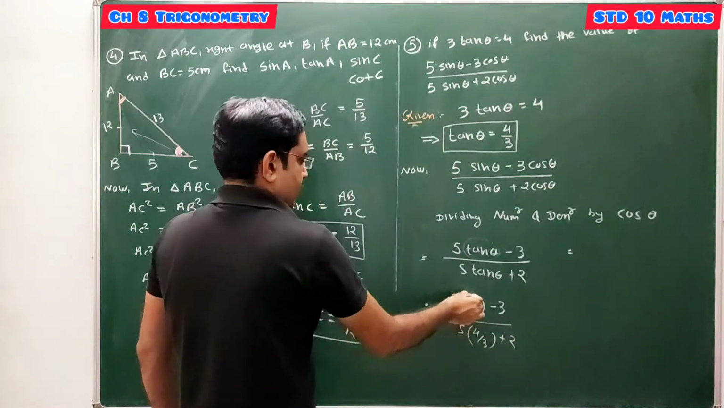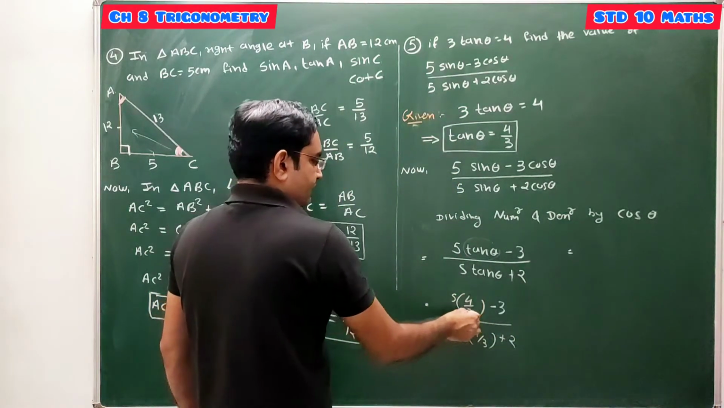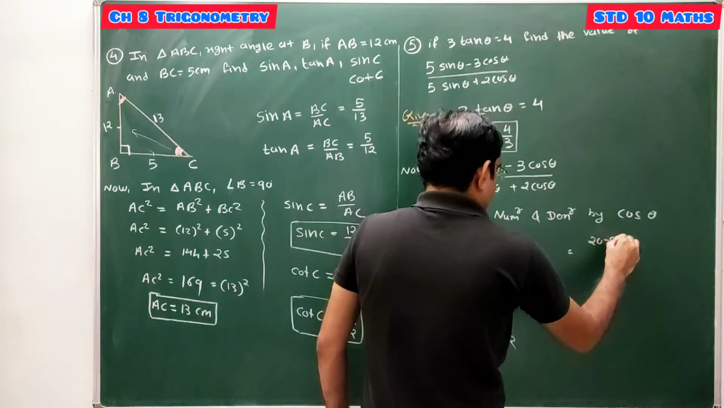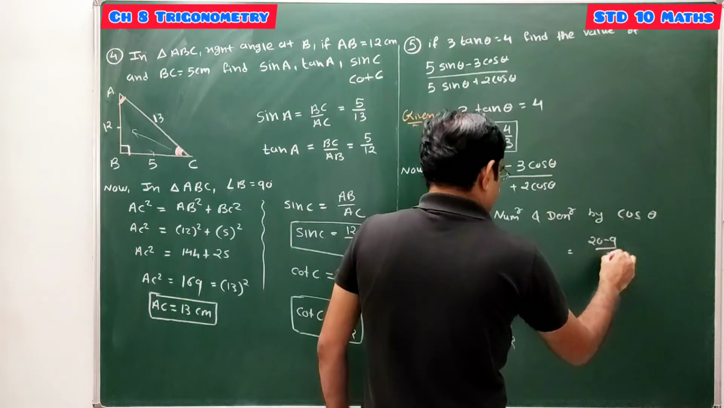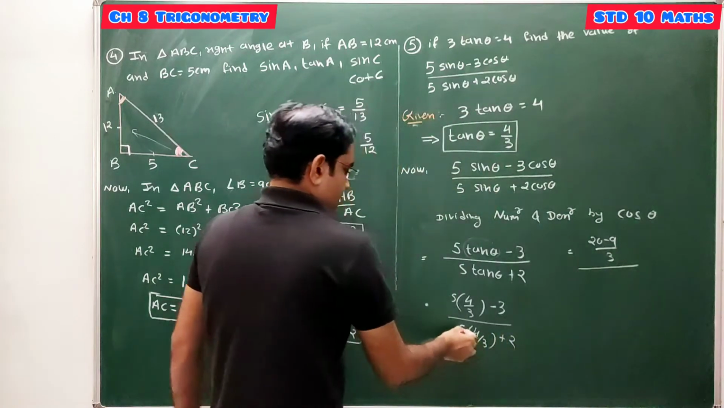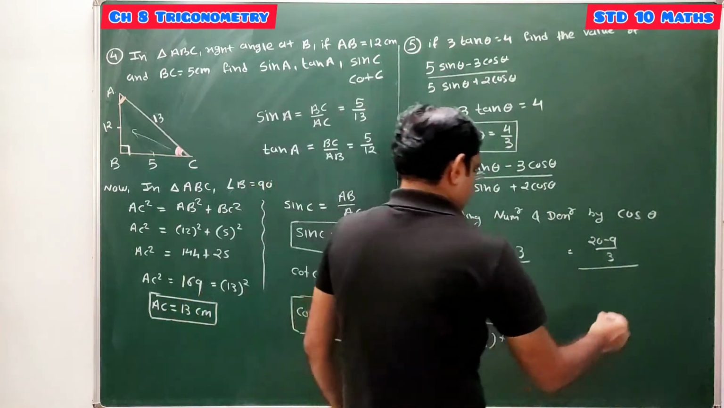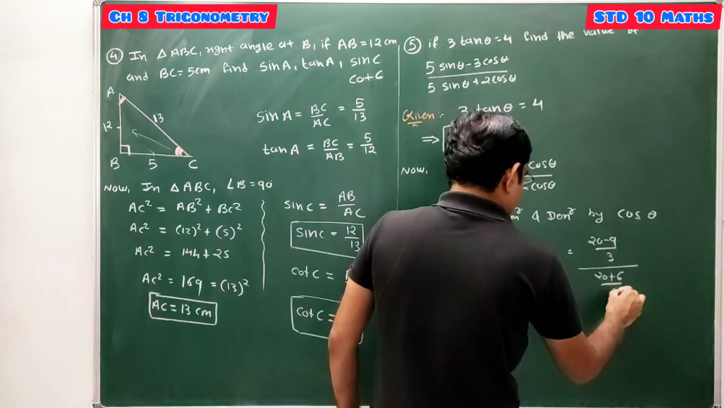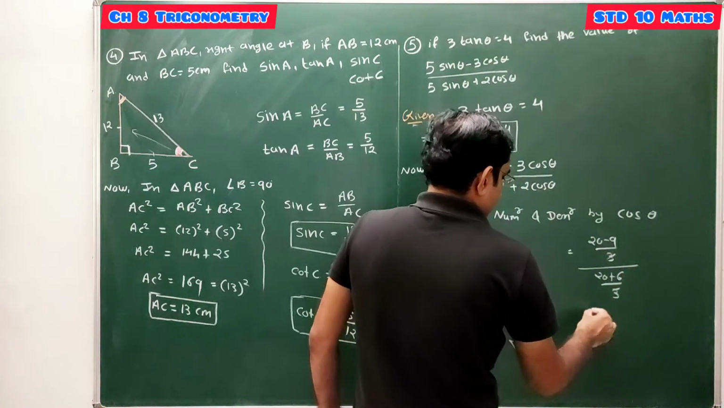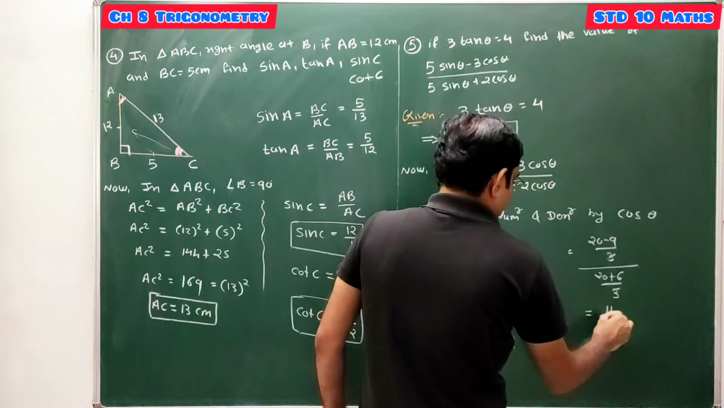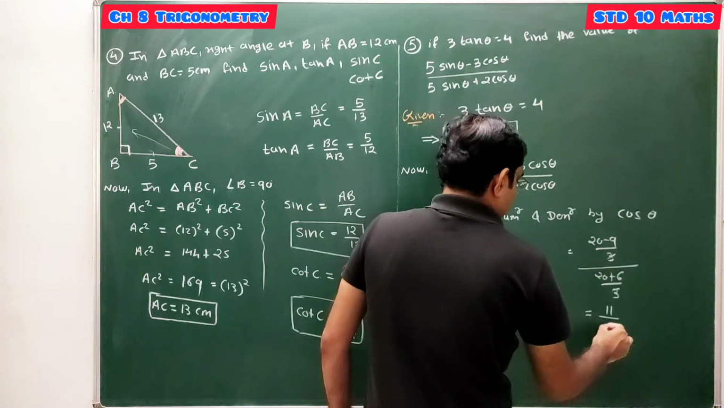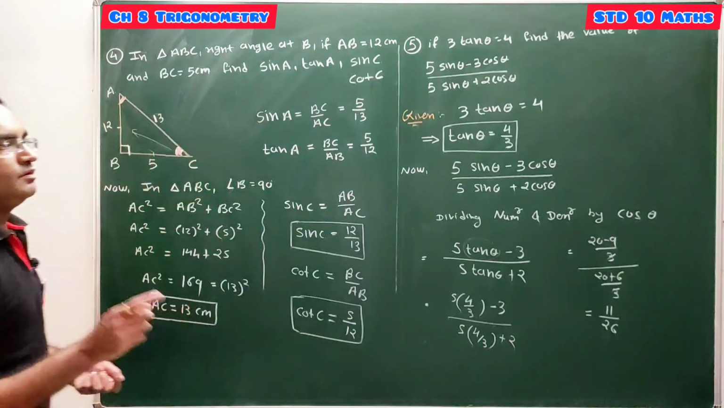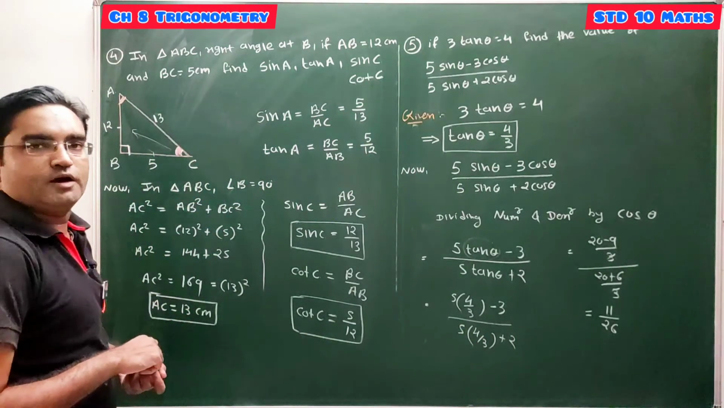This one is 5 3s are 5 4s are 20 minus 9, 20 minus 9 divided by 3 upon 20 plus 6 divided by 3. This 3 cut, 20 minus 9 11, 20 plus 6 26 is the answer. Clear students? Pause the video and note it down.